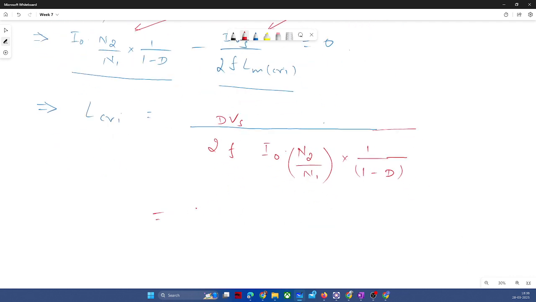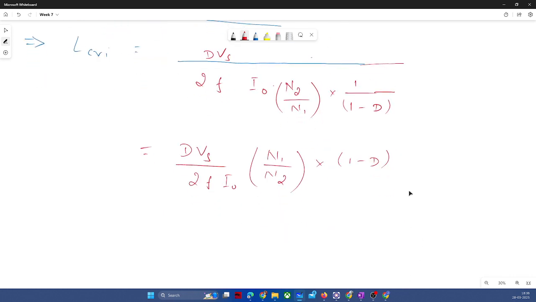And if we simplify it, we will get dVs by 2f I naught, n1 by n2 into 1 minus d. Up to now this is fine, but one factor of Vs by I naught. If somehow I can convert it into V naught by I naught, it would be easier, right? We do not need to see the value of Vs and I naught because these are controllable and variable. We should be able to write in terms of resistance so that at any time we can see the value of resistance, since resistance is fixed generally, and we can compute the minimum value of inductance.